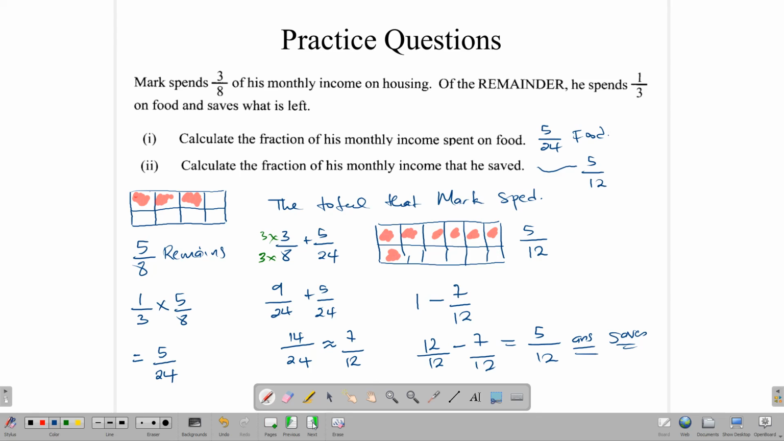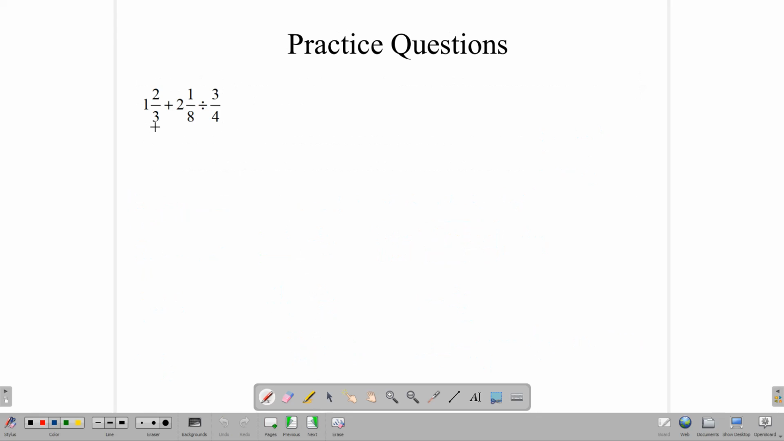All right, let's look at another one. Here we have a question that has addition and division. Remember the order of operations. We must multiply and divide before we add and subtract. Because of that, we need to work out this part first. So we need to put a bracket here.